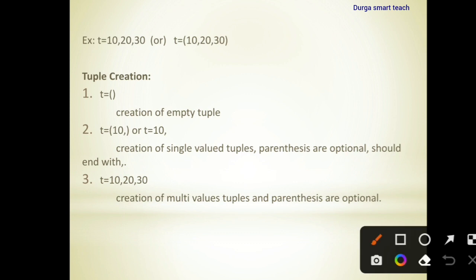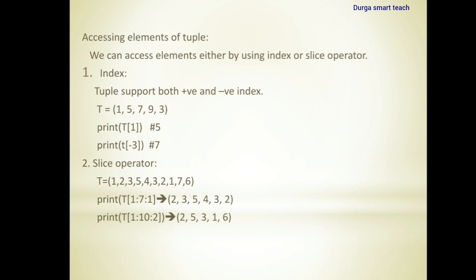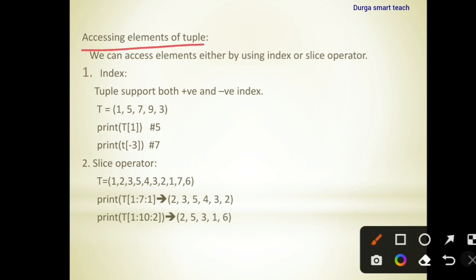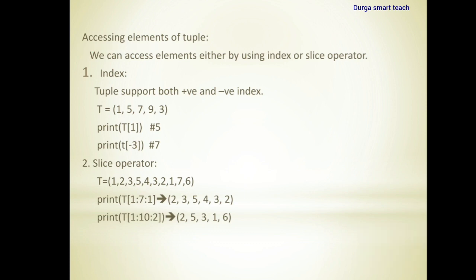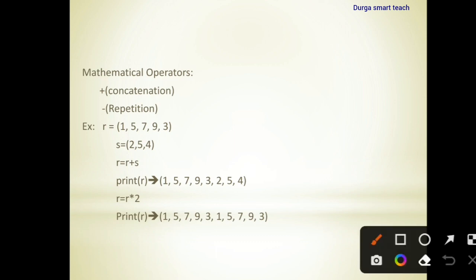Next, creation of tuple. You need to remember one thing: list is represented in square brackets, and tuples are represented in parentheses. Next one is accessing elements of tuples. By using indexing and slicing, we can access the elements. Next, mathematical operators plus and into. Sorry, here not minus, here into. Plus is for concatenation, into is for repetition.